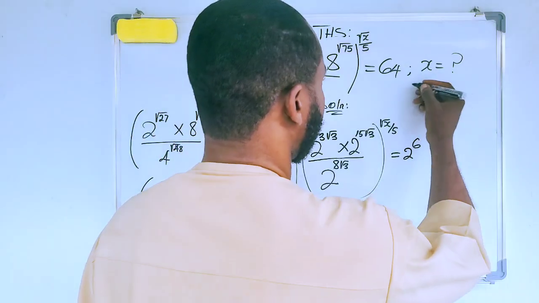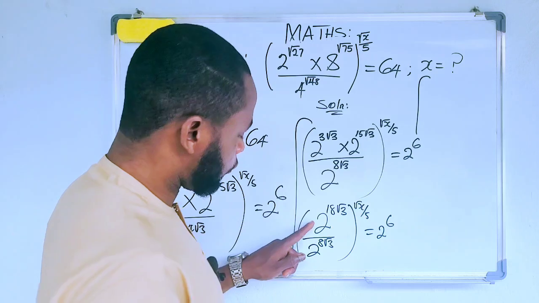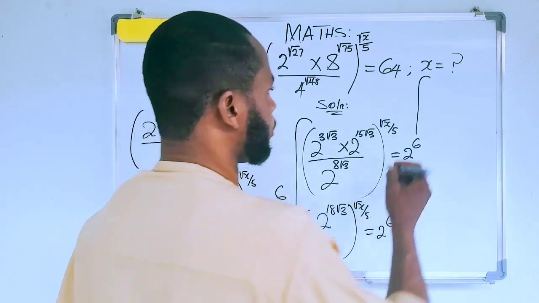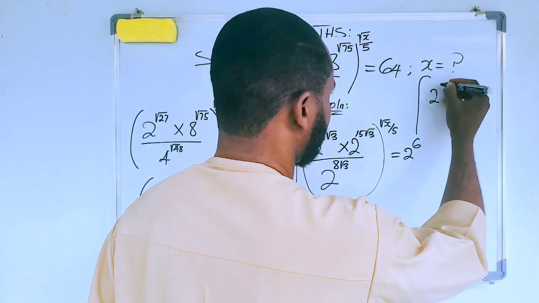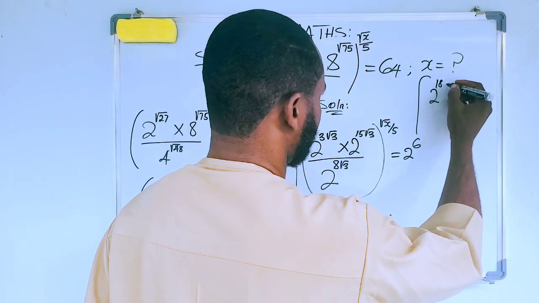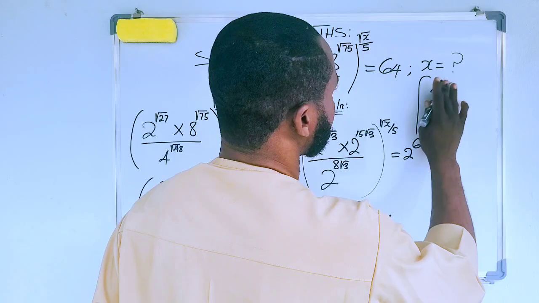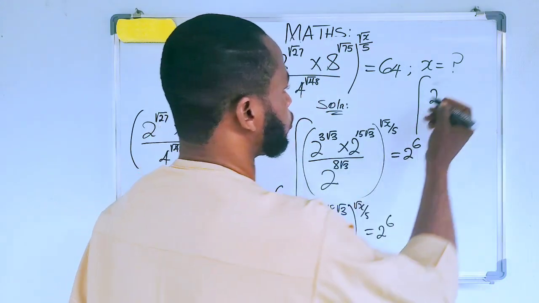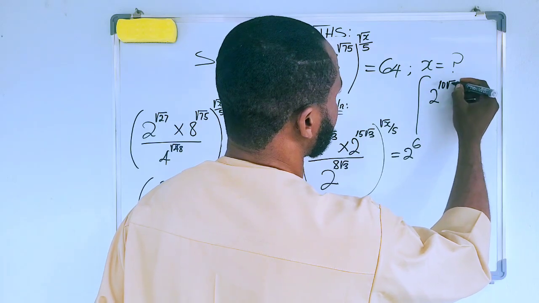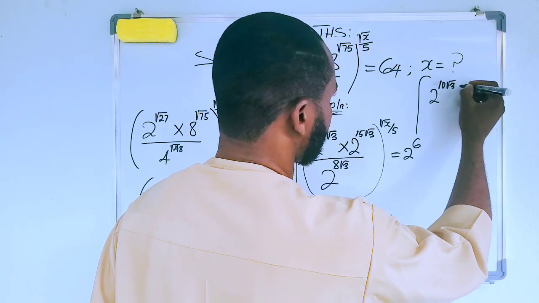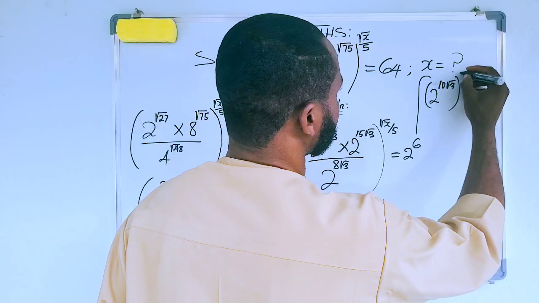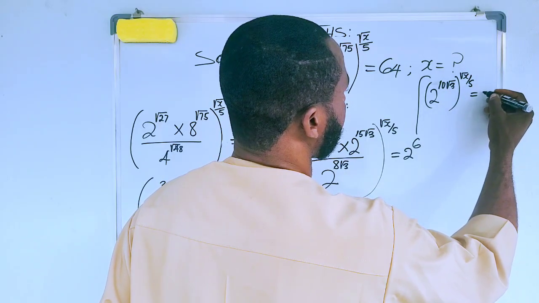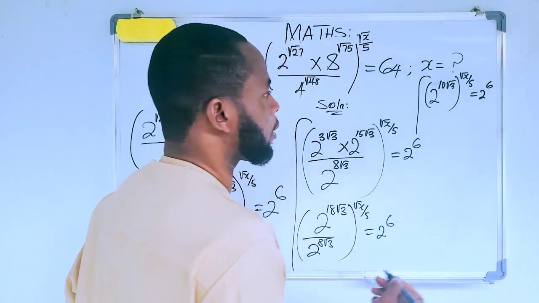Then here we have division and the same base, so we are going to subtract the powers. We pick one of the bases, and we have 18 root 3 minus 8 root 3, which will give us 10 root 3, all raised to the power of root x divided by 5, equals 2 to the power of 6.